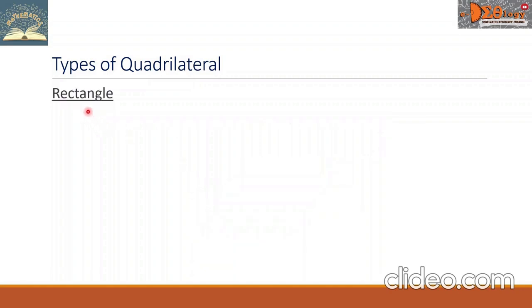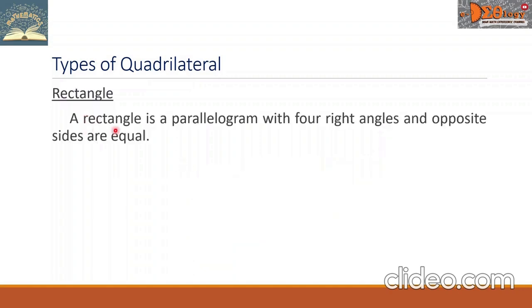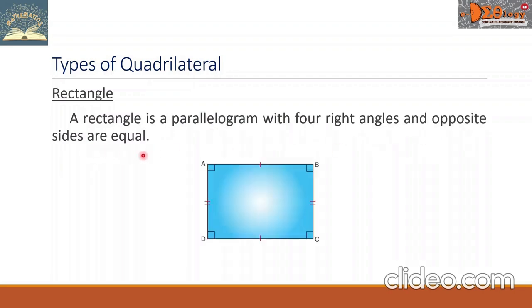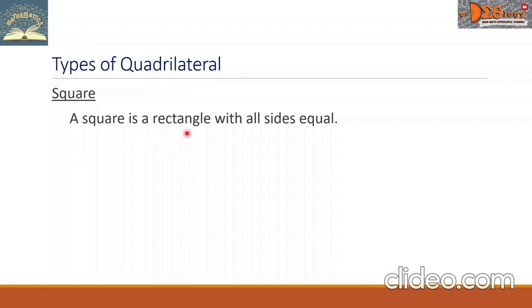Next is rectangle. A rectangle is a parallelogram with 4 right angles and opposite sides are equal. This is a rectangle. Next is square. A square is a rectangle with all sides equal. This is a square.